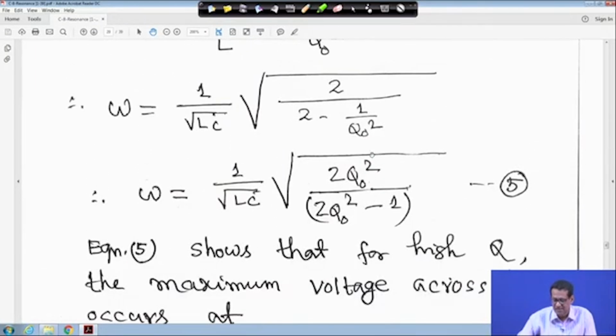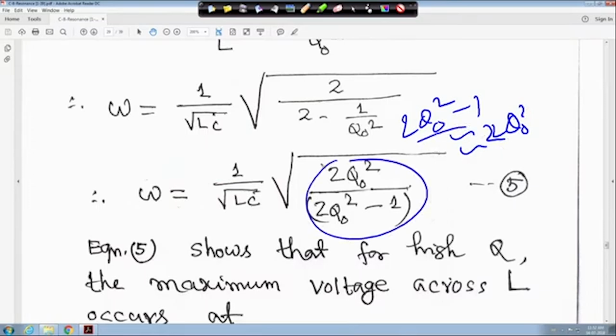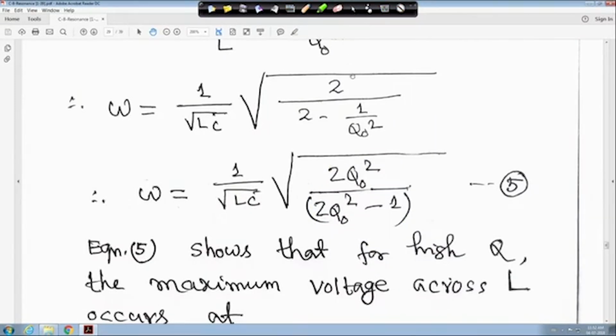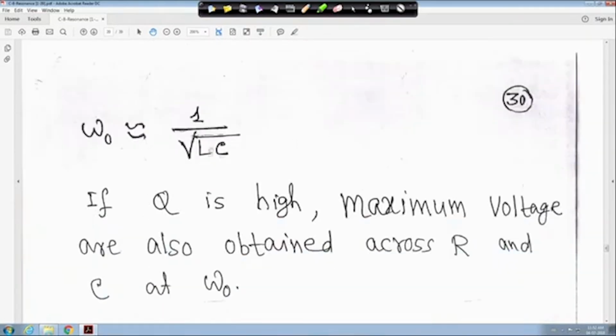If Q is very high, then 2Q0 square minus 1 is approximately 2Q0 square. So if Q0 is very high, this term will become unity. In that case omega will be 1 upon root over LC. So that is the approximate value, 1 upon root over LC.